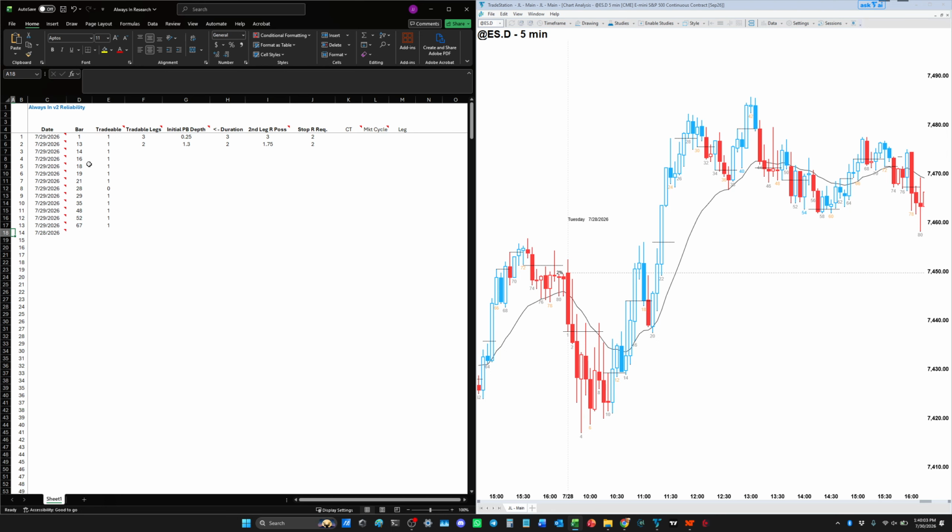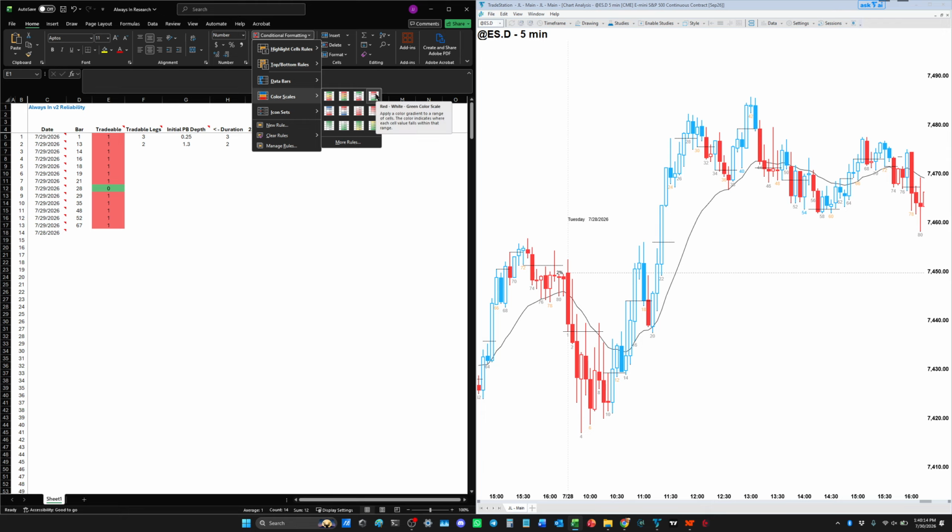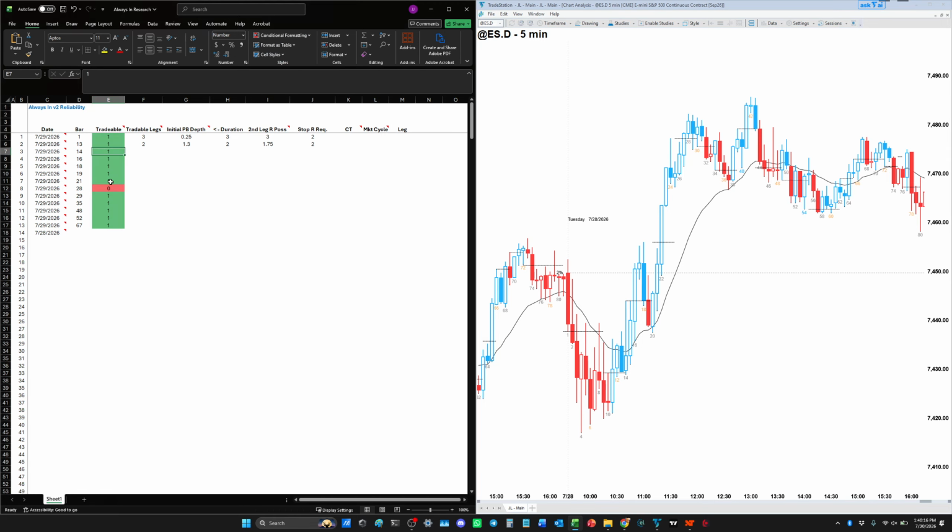So anyway, this is exactly how I go about collecting research. You can make these bold. You can put different colors here. If you want conditional formatting, you can do stuff like that. So it's easy to reference, easy to see what worked, what didn't work. If it failed, it's red. If it worked, it was green.